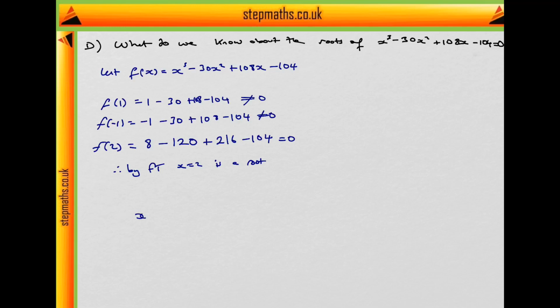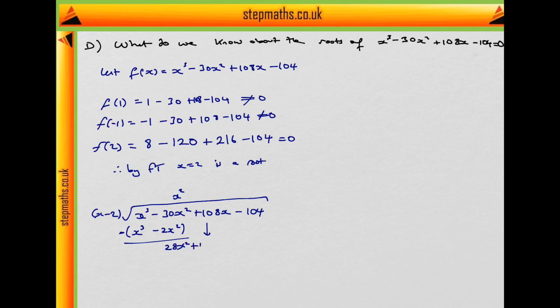So we're going to divide x cubed minus 30x squared plus 108x minus 104 by our term, well, we're going to have an x minus 2, because x equals 2 is a root. So that's x squared, minus x cubed minus 2x squared. Well, that's plus 28x squared plus 108x. So that's plus 28, times x gives us 28x squared minus 56x. So that gives us 164x. Bring down the minus 104.